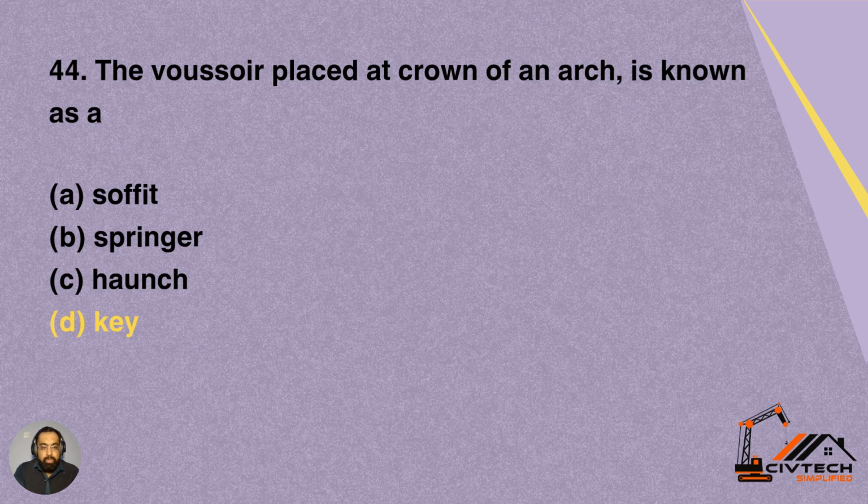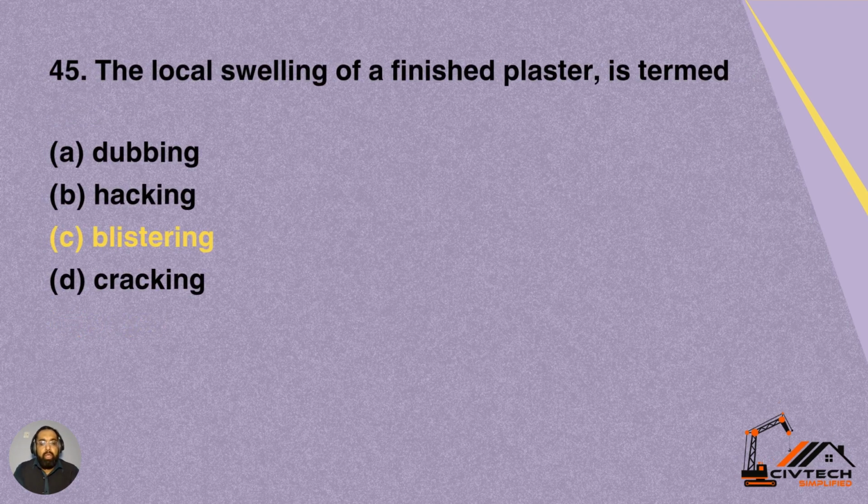44. The voussoir placed at the crown of an arch is known as A. Soffit, Springer, Haunch, or key. So that is the main stone you must have observed. It is always in the middle of the arch, and the whole arch is basically tied up with that main stone. So that stone is just a key to the arch. If we remove only 1 or 2 stones, the whole arch will fail or shatter down. So it's a key. Option D is correct for this question.